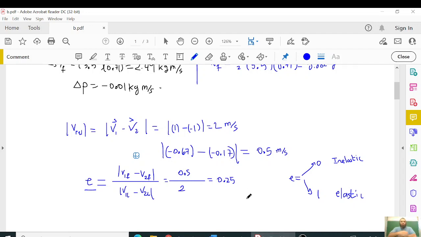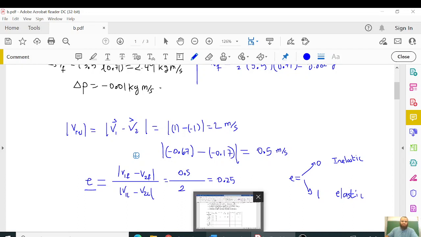Unless, I mean, it's possible for it to be more than 1. You can ask me why. You can think of it like if you have two things that just move apart. If you have some chemical reaction and they're moving apart, then it could be more than 1.